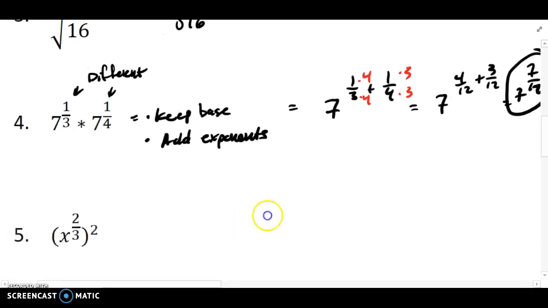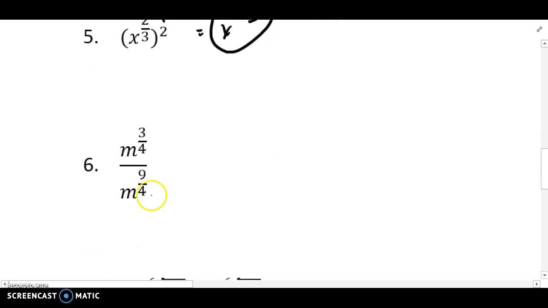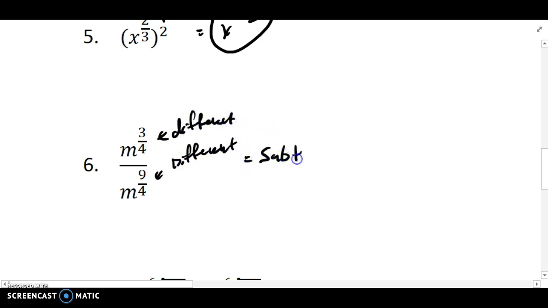Not too difficult. Example 5, when we have powers like this, we multiply them. Just remember that when we multiply a fraction with a non-fraction, it just multiplies to the numerator, and we're done. So again, these are different. So instead of doing what we're normally doing, we're going to subtract. Instead of doing what we did up there. So we're going to subtract them when they're different. So we're going to get m to the 3/4 minus 9/4.